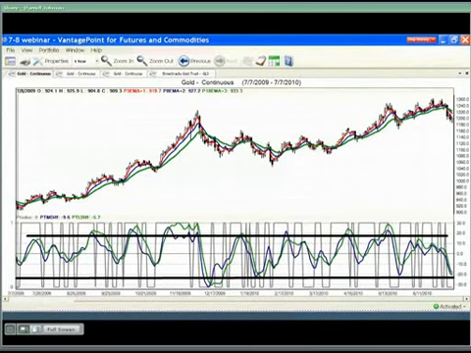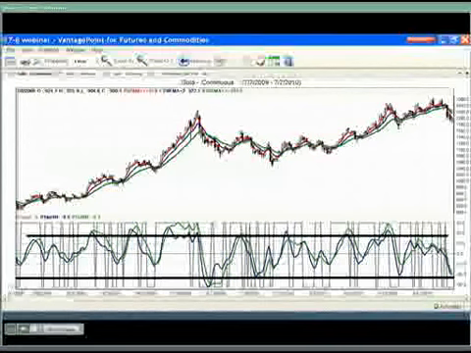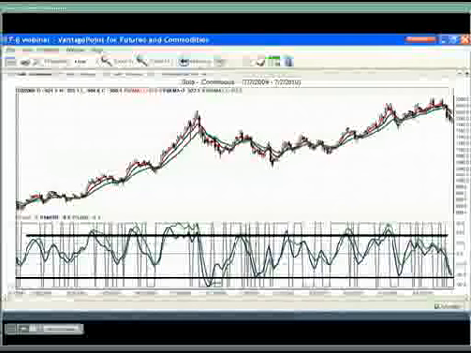You don't jump on it and trade it right away. You have to have other corroboration from the other indicators, but that is a sign that perhaps the biggest share, the biggest momentum thrust is now out of the way.